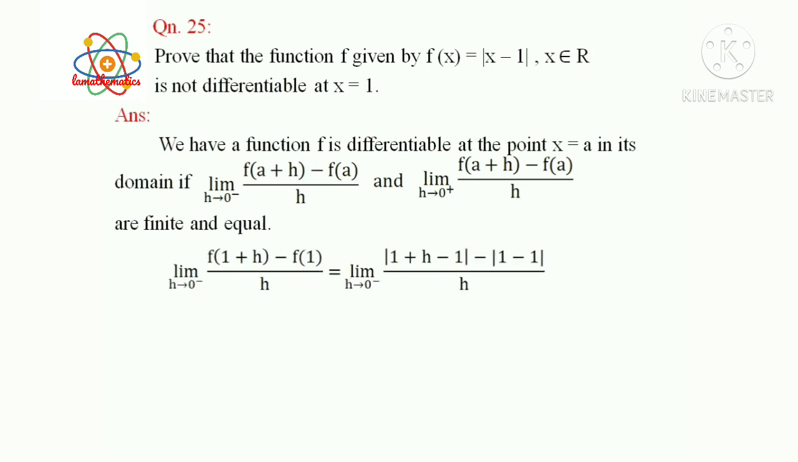Limit h tends to 0 minus [f(1+h) - f(1)]/h equal to limit h tends to 0 minus [mod(1+h-1) - mod(1-1)]/h equal to limit h tends to 0 minus mod h/h equal to limit h tends to 0 minus (-h)/h equal to minus 1. That is, left derivative at x equal to 1 is minus 1.